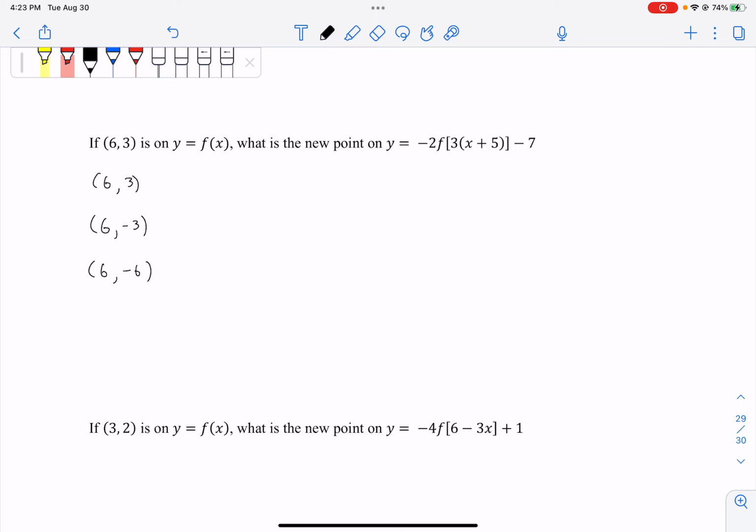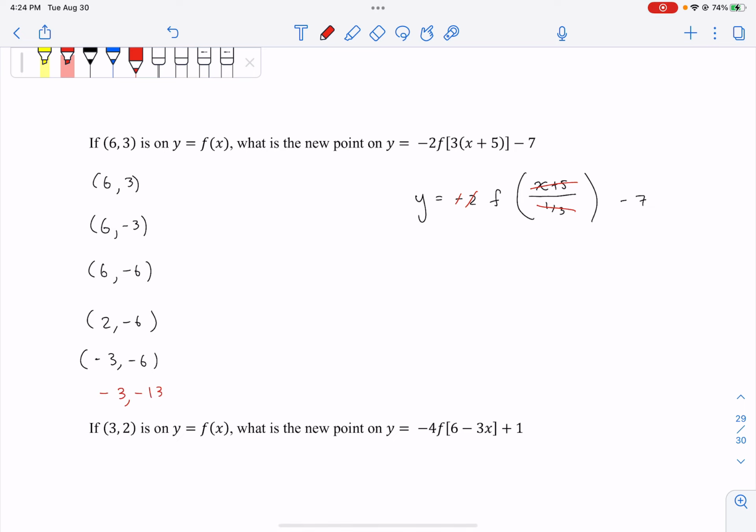This is the same thing as saying y is equal to negative 2 f of 1 over 3 of x plus 5, minus 7. We've done the negative, we've done the 2. We have to times the x value by 3 for the 1 over 3, so that becomes (18, negative 6). Move to the left by 5. So that's (13, negative 6). And move down 7. So that's (13, negative 13).